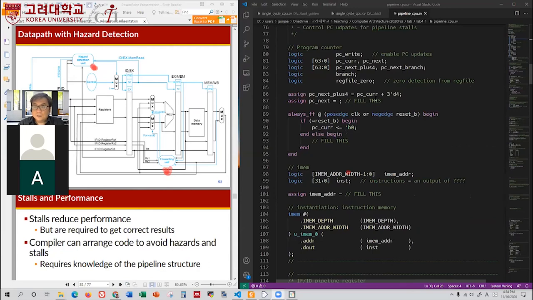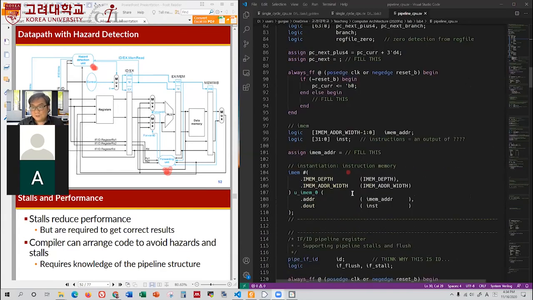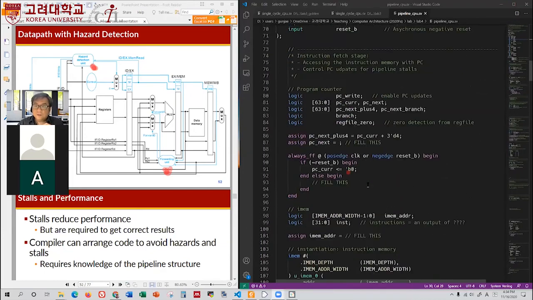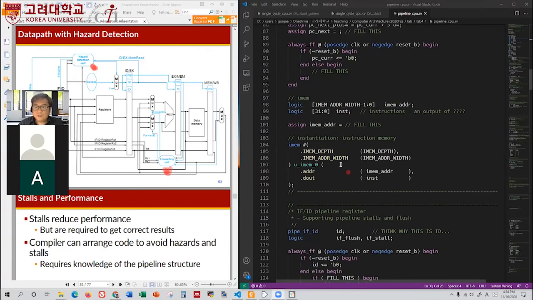And then also this program counter. You need to implement the program counter considering the pipeline stages. The instantiation of the instruction memory, you can find here. Also, if you see the code, I distinguish each stage of the pipeline processor. From here is the instruction fetch stage. So you can implement the instruction fetch stage here, PC and instruction memory. So it's the instantiation of the instruction memory.